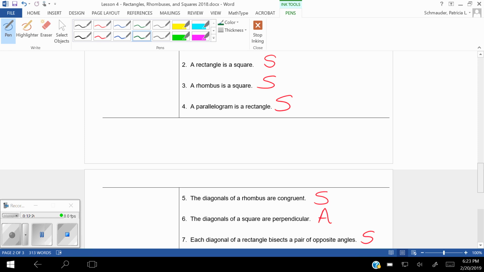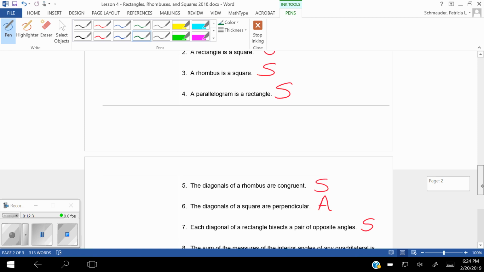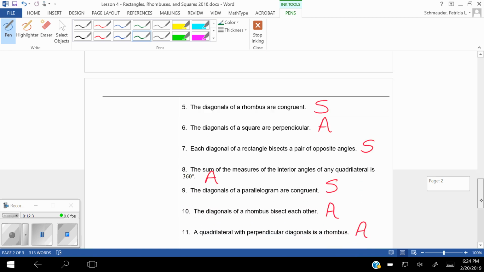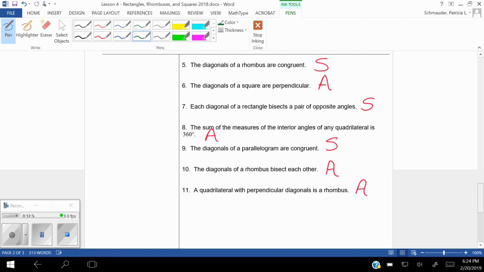Okay, number 4, a parallelogram is a rectangle. Sometimes it is, but a parallelogram, of course, does not have to be a rectangle. Number 5, the diagonals of a rhombus are congruent. Sometimes. When would the diagonals of a rhombus be congruent? When it's a rectangle, right? A rhombus can be a rectangle, right? If it's a square, it's a rectangle. So sometimes. If you're getting confused by this, don't worry. I got plenty of practice for you to do in the classroom.